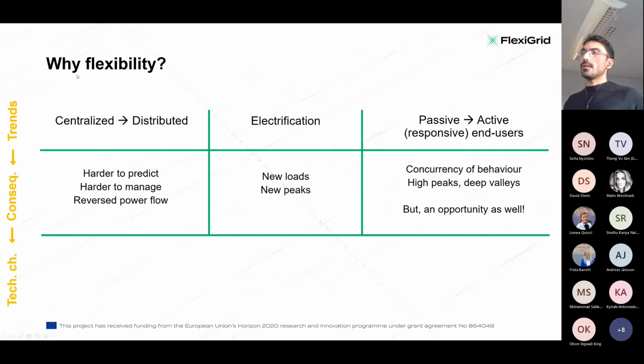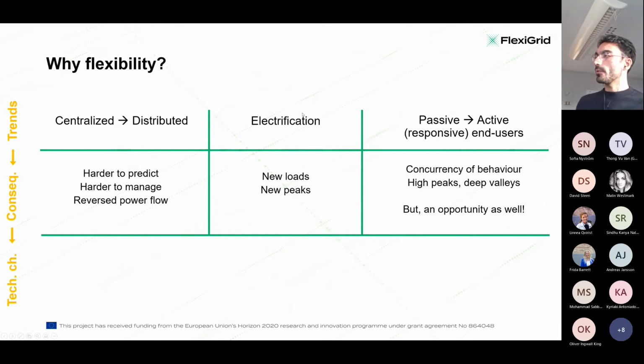So this question of why do we need flexibility, you might have heard a lot about it, so I will try to go fast through it. We have a few trends, and these trends have some consequences, and these consequences will cause some technical challenges for us to operate the grid. For example, this trend of moving from centralized big power plants to distributed renewable sources. They are harder to predict and harder to manage because they are distributed. We might also face some reverse power flows in the system.